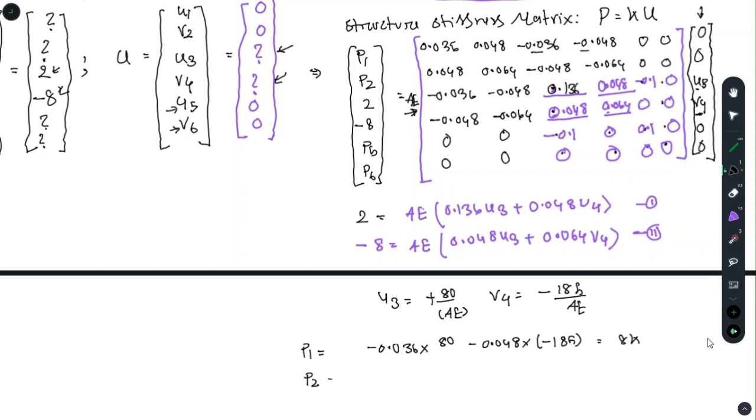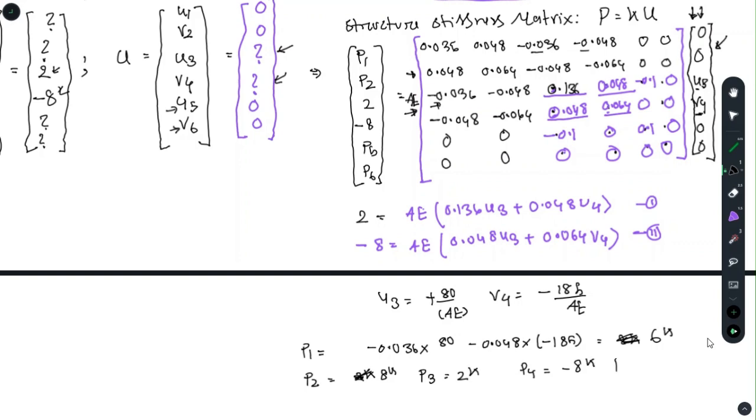Similarly, for P2, you just multiply this column with the second row, and you will get a value of 2 kip. I'm just writing that, and you will get P3. Just multiply the U column right over here with the third row. P1 would be 6 kip, and P2 would be 8 kip. Just multiply that, and P3 would be 2 kip. Pardon me. And P4 would be, is that minus 8? Yeah, it looks like minus 8 kip.